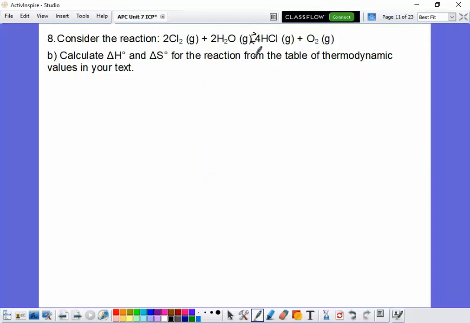I need to fix this because all my little arrows are gone. All right, so consider the reaction. It's the same reaction. So calculate delta H and delta S for the reaction from the table of thermodynamic values in your text. What equation are you using? Big Mama. You're calculating delta H and delta S from the thermodynamic table. Okay. So I'm going to give you guys a few minutes to do that.